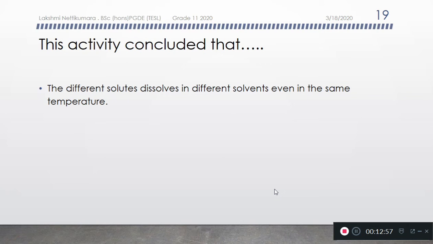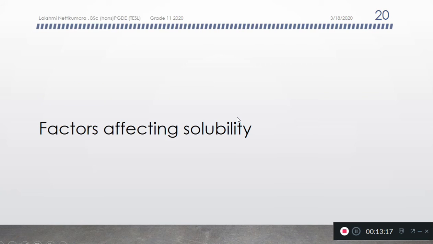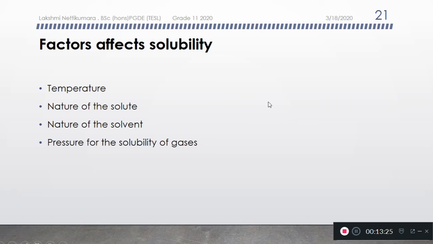This raises a question. That means there must be some other factors that also affect the solubility of a substance. Different solutes dissolve in different solvents even at the same temperature. So, we have to know about the factors affecting solubility. What are these factors of solubility? Temperature, nature of the solute and the solvent, and pressure for the solubility of gases.